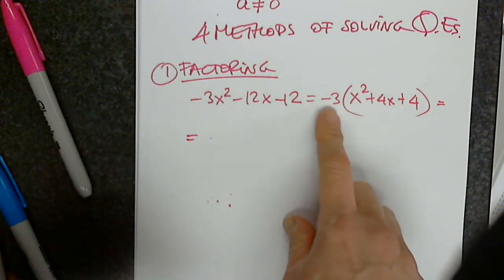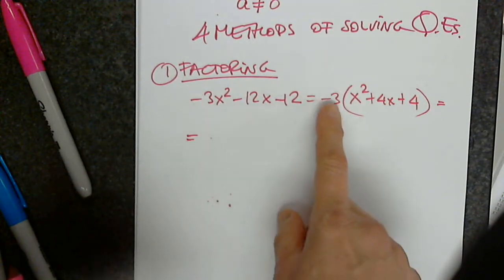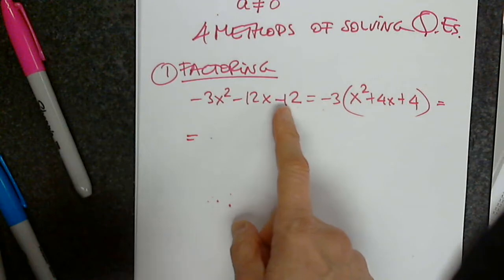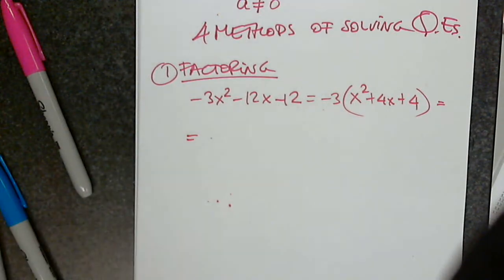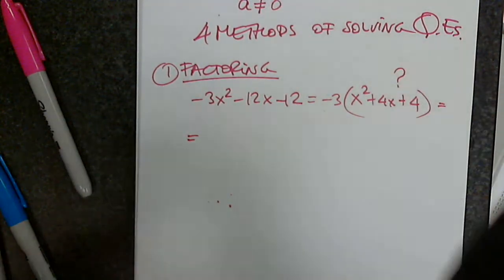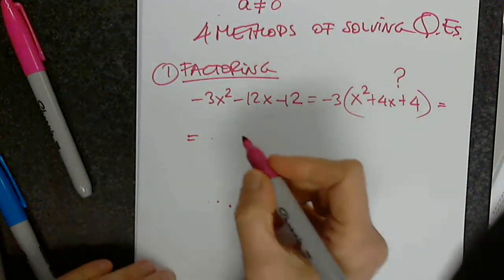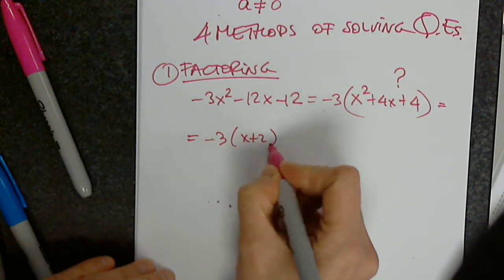Negative 3 times x squared is negative 3x squared. Negative 3 times 4x is negative 12x. And negative 3 times positive 4 is negative 12, right? Perfect. Now, coming back to my game. What is x squared plus 4x plus 4? X plus 2 squared. Awesome.